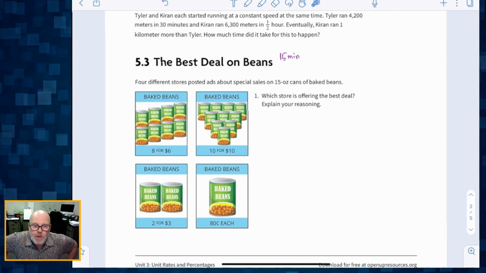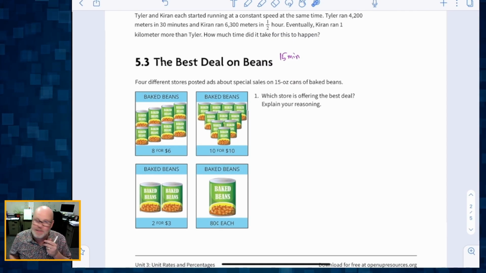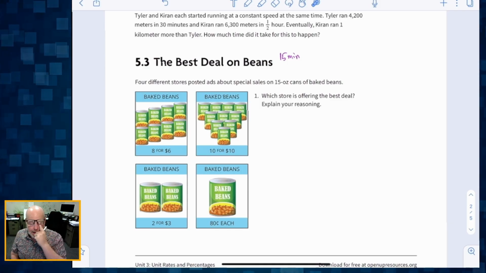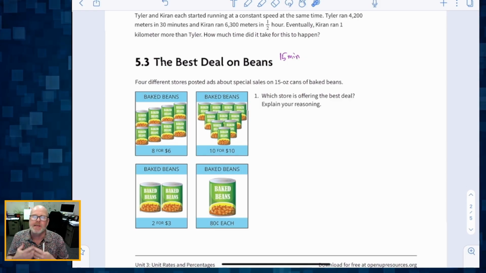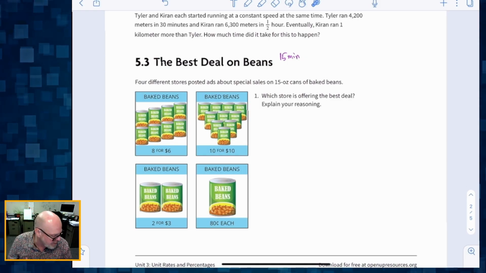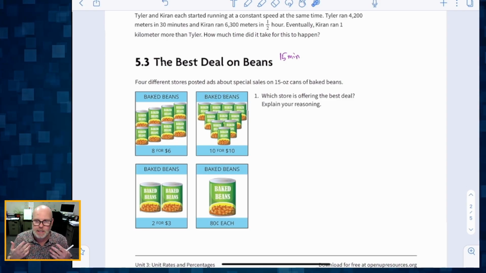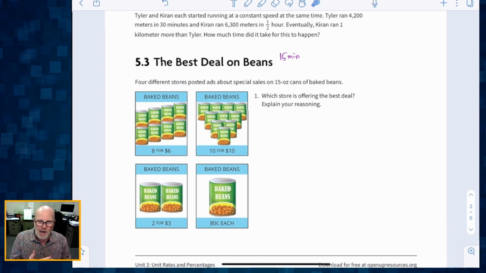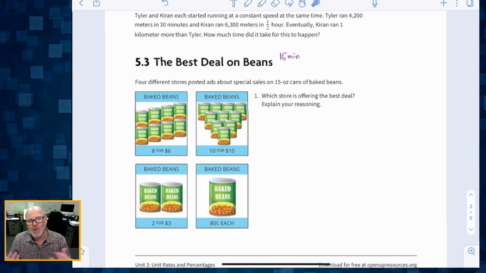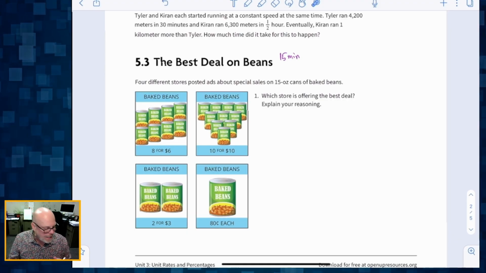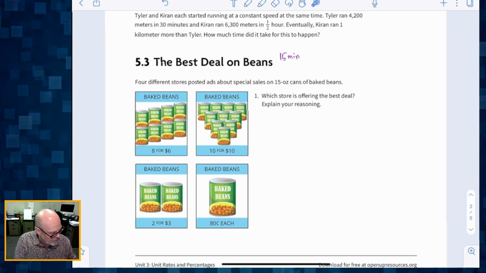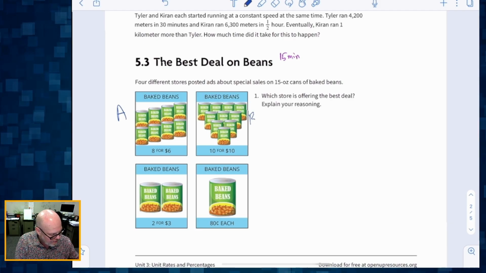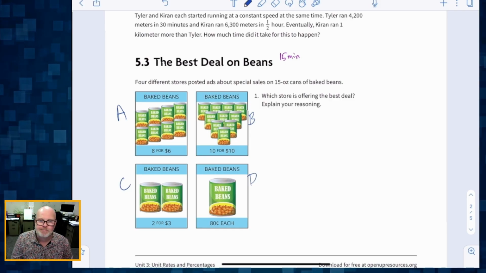And then our third example, our third activity, is another 15 minutes. 4 different stores posted ads about special sales on 15 ounce cans of baked beans. Which store is offering the best deal? And we just need to explain our reasoning. All right, so what we could do is we could find the price for 1 can. All right, and that's one way to do it. And let's do it. So let's do the first one. We're going to call this A, B, C, and D.